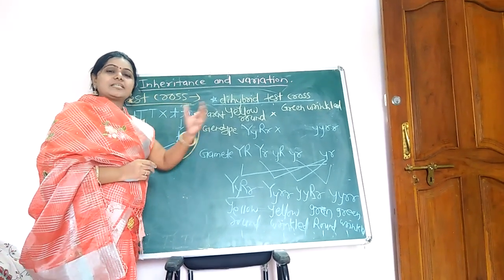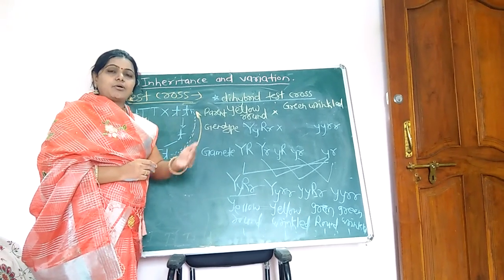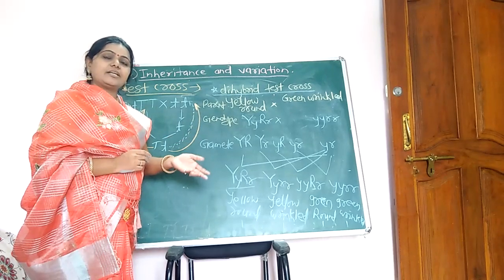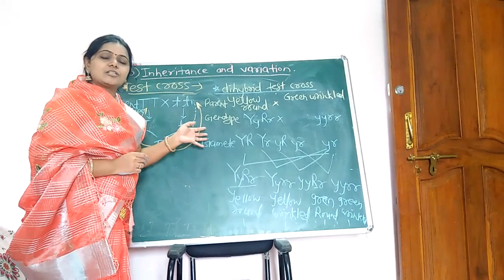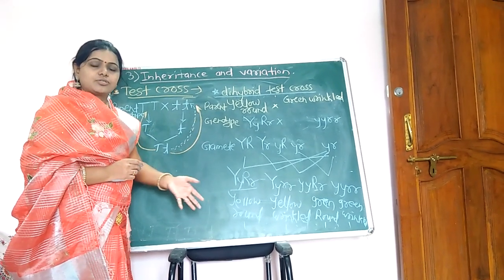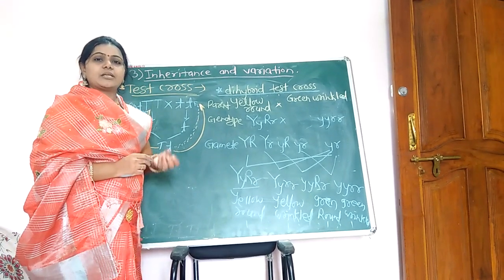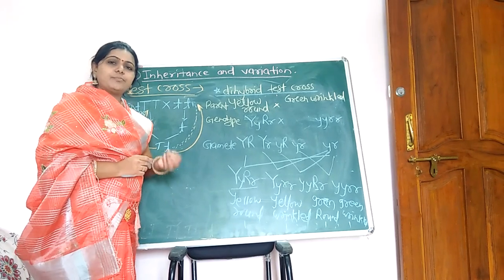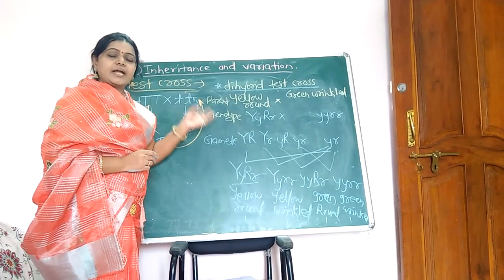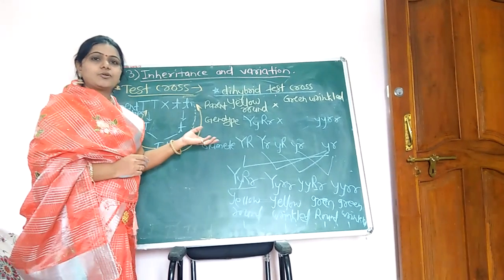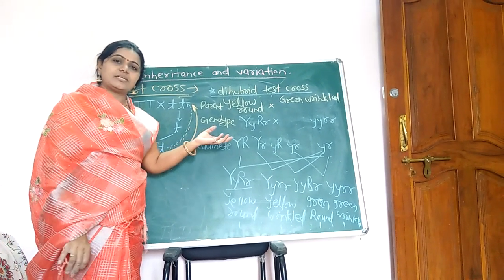Why is test cross used? To find out the genotype of the F1 generation, F2 generation, and F3 generation, and it is also used in plant breeding programs for improving plant quality or improving crop production. And back cross is also used for improving crop production. I hope you understand.